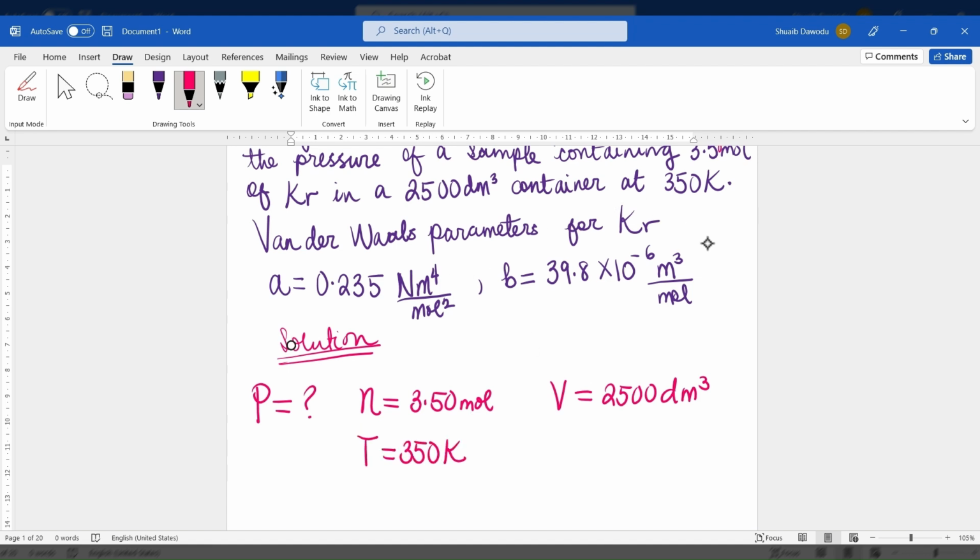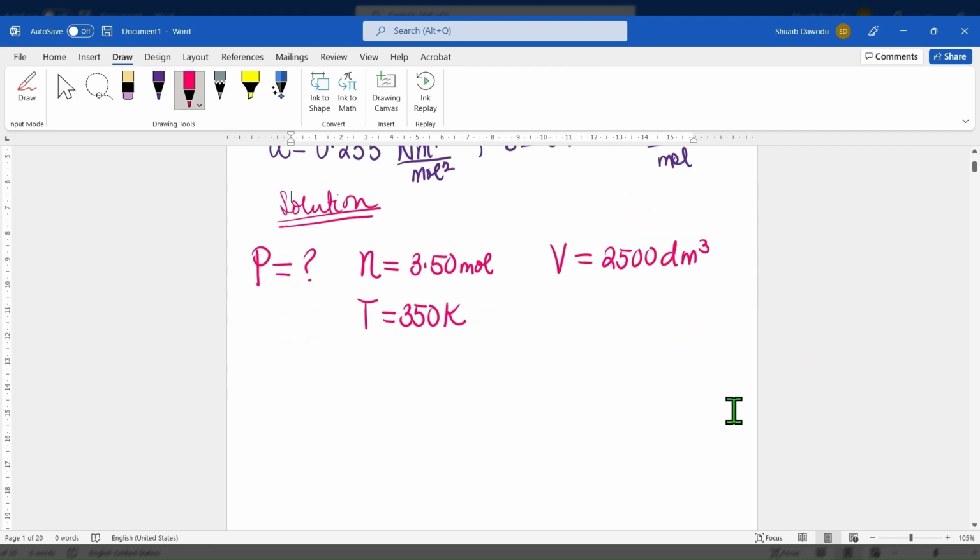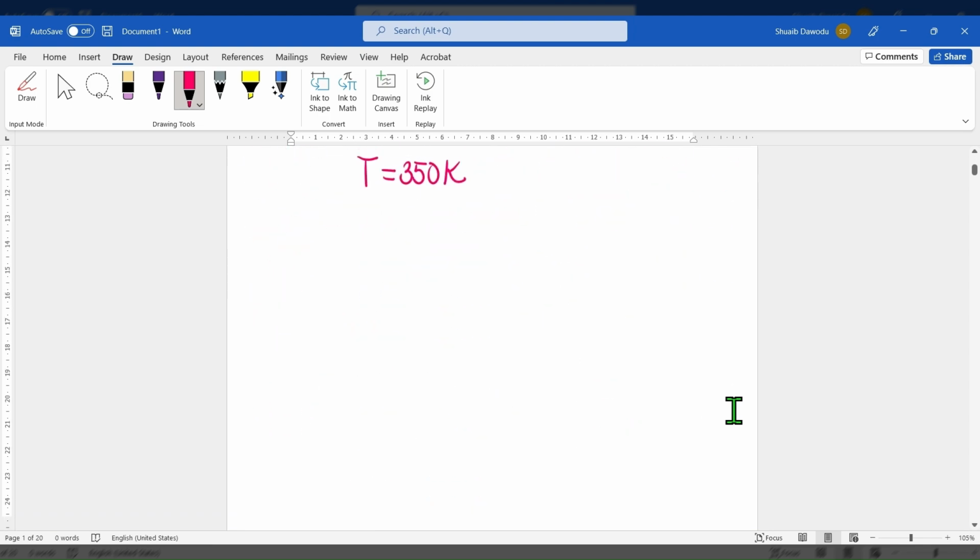Van der Waals parameters for krypton: A is equal to 0.235 Newton meter to the power of 4 per mole squared, and B is equal to 39.8 times 10 to the power of negative 6 meter cube per mole. Anyways, so we have that. We're told to use the van der Waals equation of state to solve this.